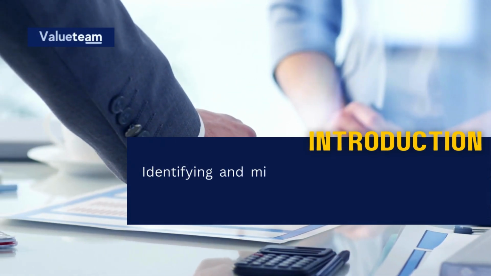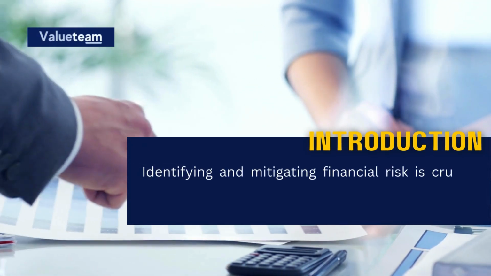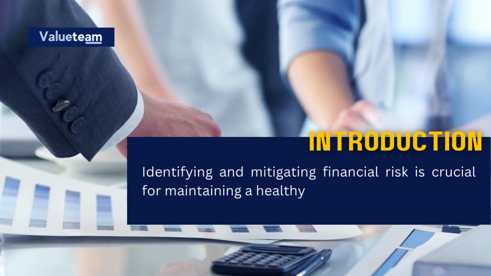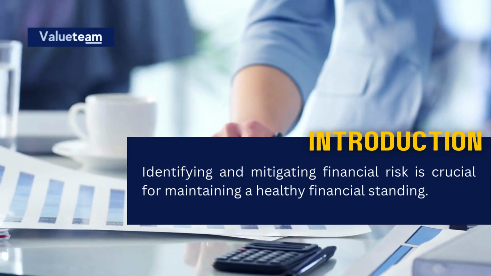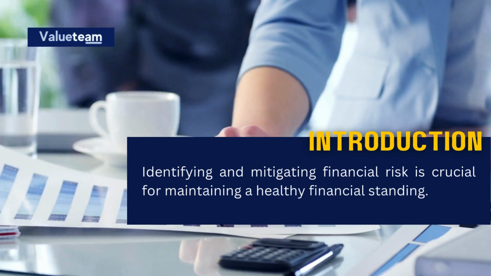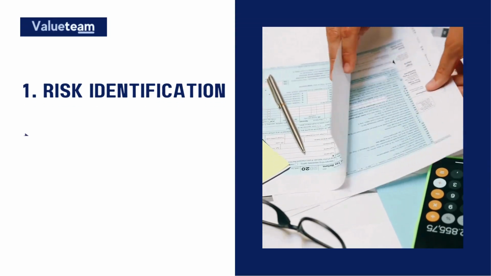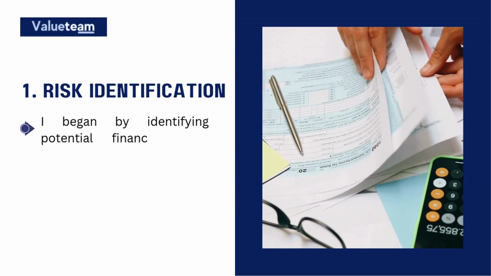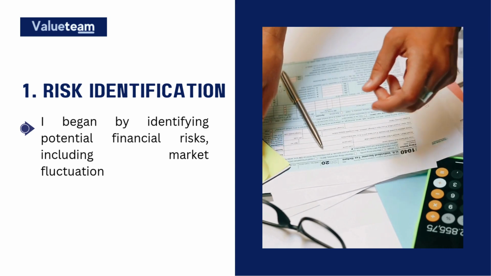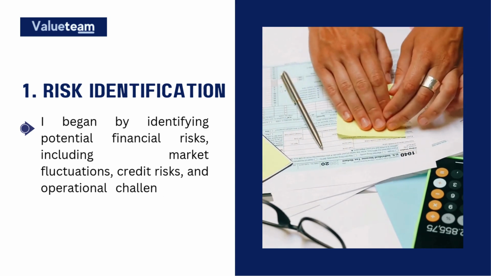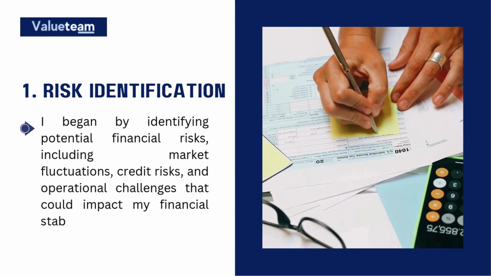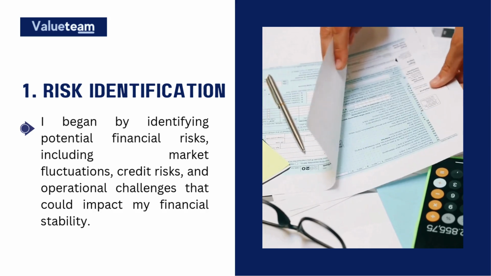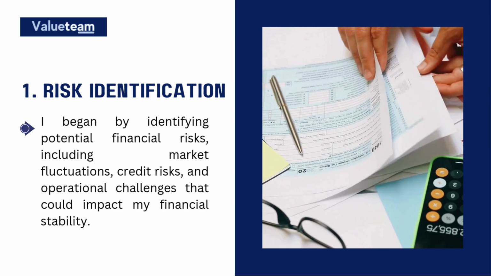Identifying and mitigating financial risk is crucial for maintaining a healthy financial standing. Here's a six-step approach I use to effectively manage financial risks. 1. Risk identification. I began by identifying potential financial risks, including market fluctuations, credit risks, and operational challenges that could impact my financial stability.